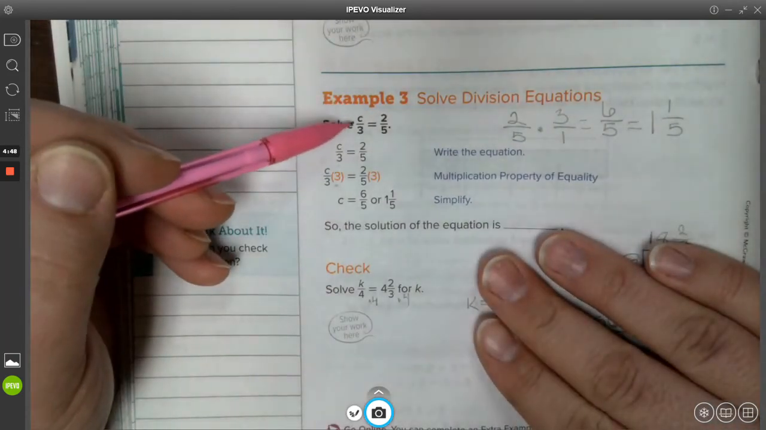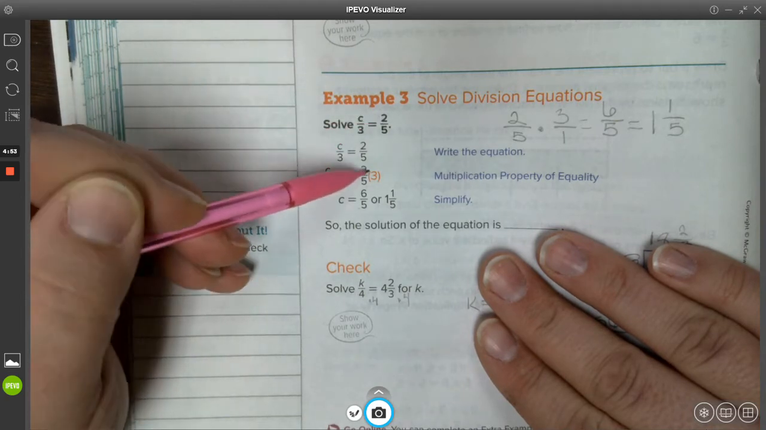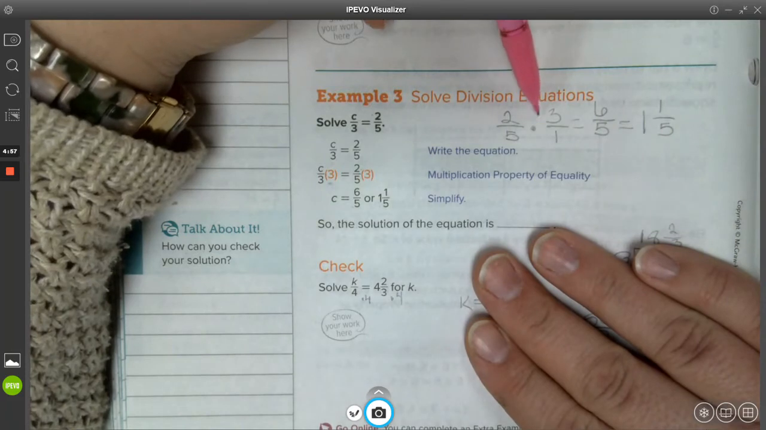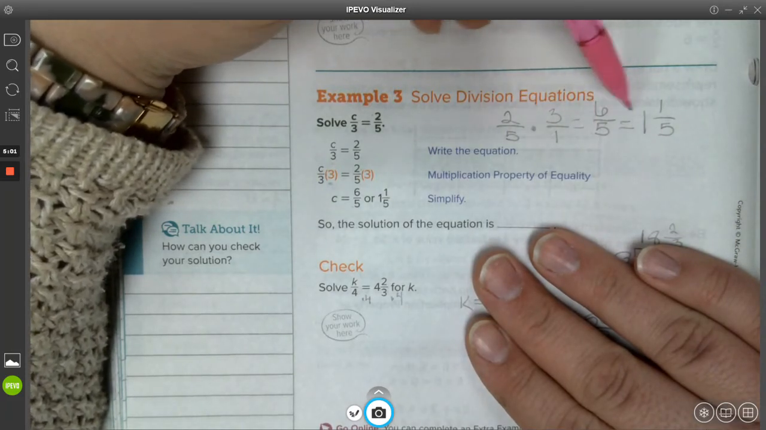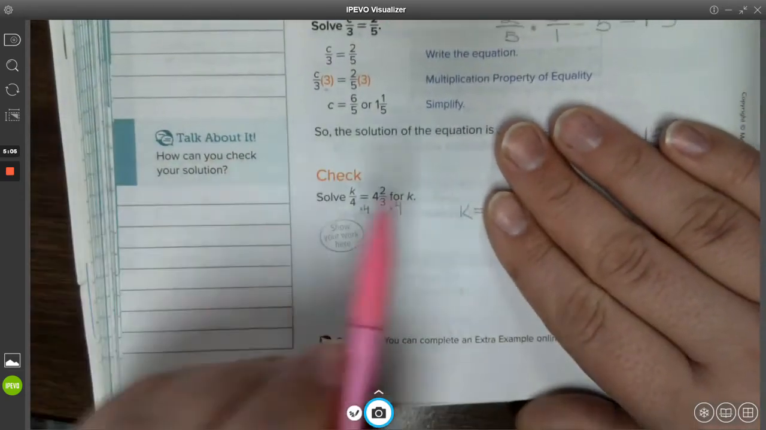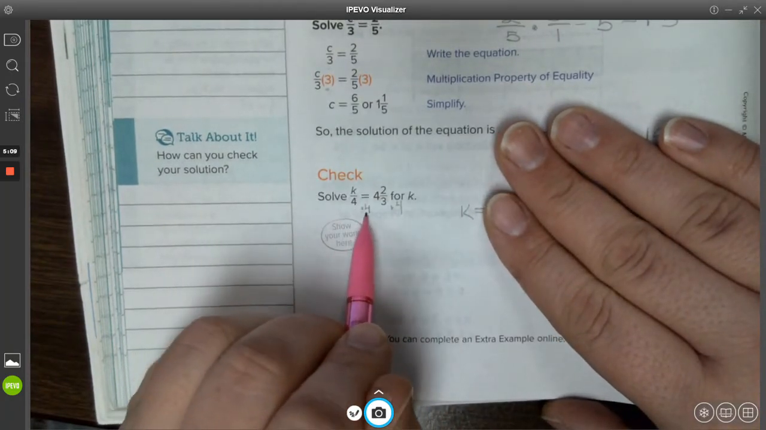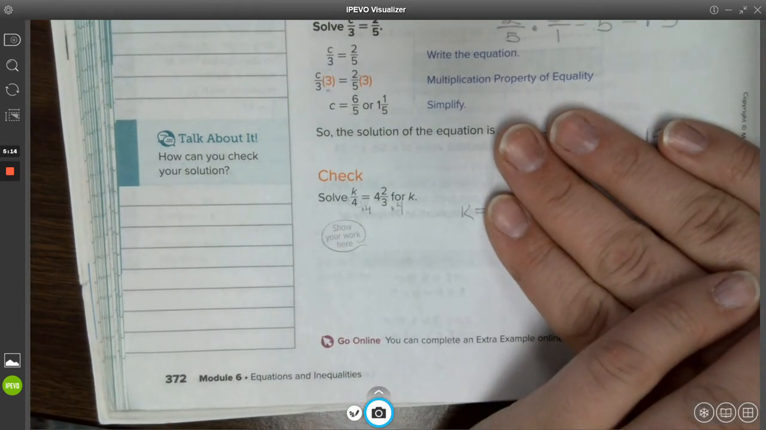We can also do this when we're using fractions. So C divided by 3 is equal to 2/5. What I would do is multiply both sides by 3, which means I have to do 2/5 times 3. Now put that over a 1. Multiply straight across, you'd get 6/5, which we can simplify to 1 1/5. I'd like you to try your check now. So go ahead and pause here. Remember to multiply both sides by what you're dividing by to get the variable by itself.